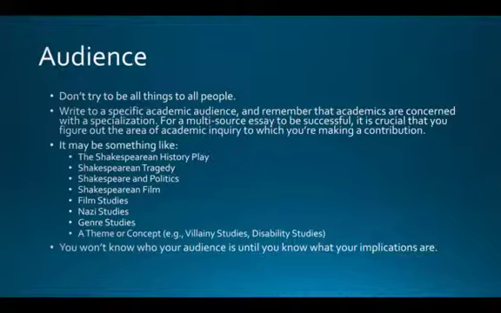Multi-source essays always raise the issue of audience. Don't try to be all things to all people. Instead, write to a specific academic audience, and remember, academics are concerned with a specialization. So for a multi-source essay to be successful, it's crucial that you figure out the area of academic inquiry you're making a contribution to. We talked about this in our first unit a little bit, but you want to really figure out, am I writing to literary scholars or am I writing to psychologists?